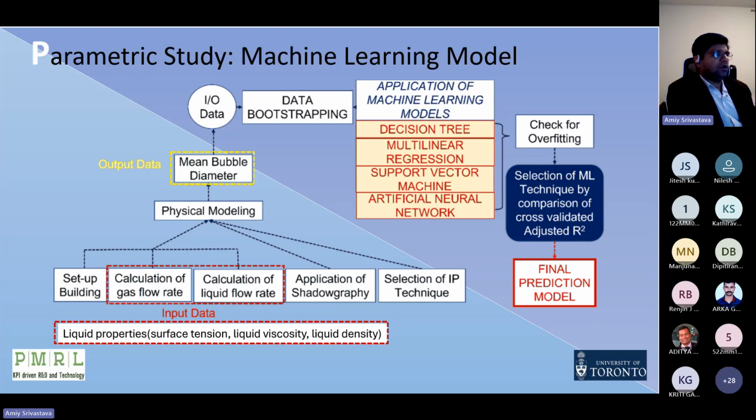Here you can see how we captured the input data. These input variables were transported to the physical model, and the physical model was giving the mean bubble diameter by means of image analysis. From the image analysis, we had input-output data, which was bootstrapped, and then we applied four different algorithms: decision tree, multilinear regression, support vector machine, and artificial neural network. Then we checked for overfitting, compared the performance of all four models, and decided this is the best model for our case. Now let's move on to the next slide.